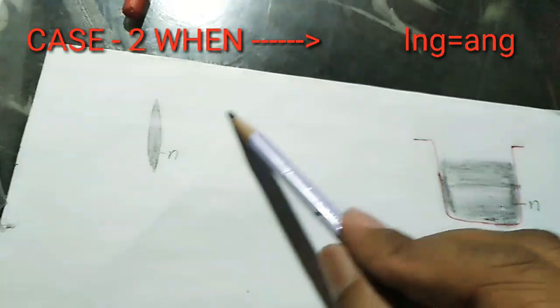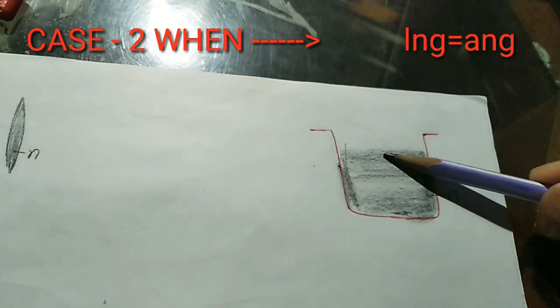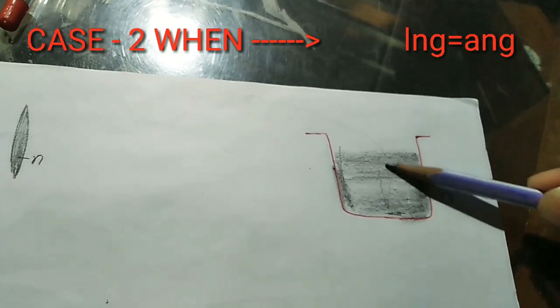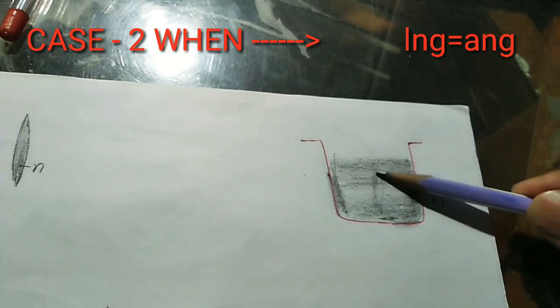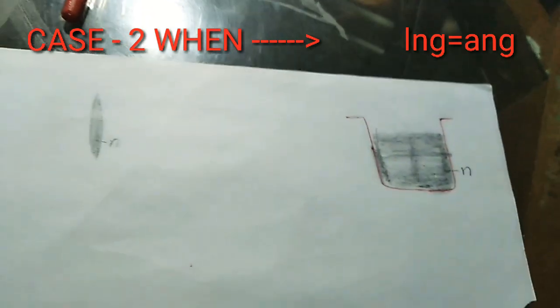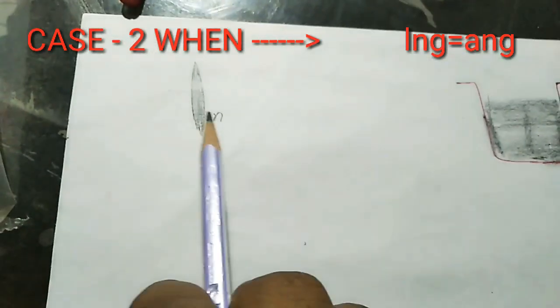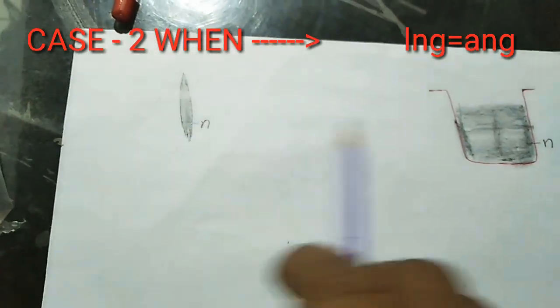So on placing this lens inside here, if both have the same refractive index, I'm showing you, this is the lens. Are you able to see? So it means when the medium and the material both have the same refractive index, the lens will become invisible inside. So we have to prove it.